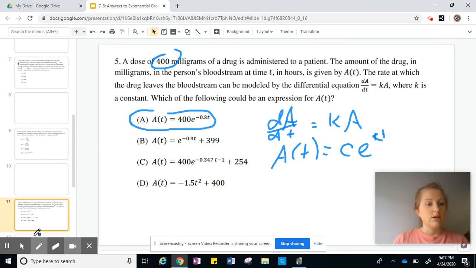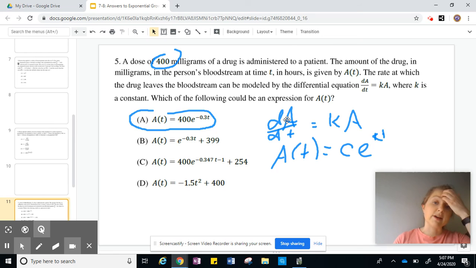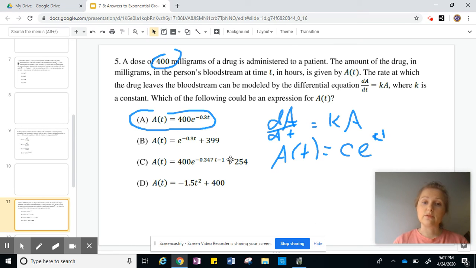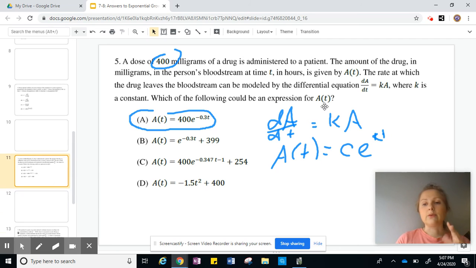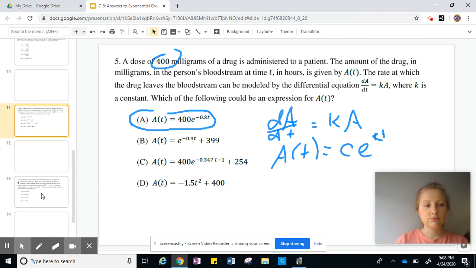So that's number 5. It's just another one recognizing what type of equation we're dealing with here, what the solution of this differential equation would look like. General solution is going to be exponential. And again, like we did in one of the earlier problems, you can figure that out using separation of variables, but if you can just recognize it, then you're fine.